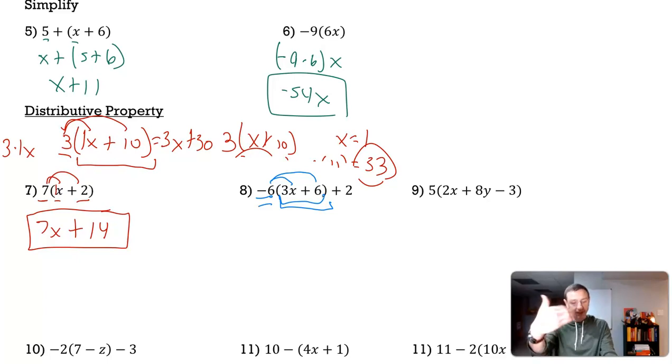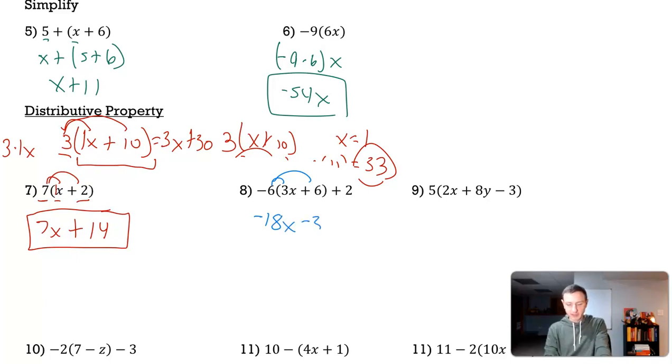right here. So whatever x ends up being, if x is equal to 3, you would plug in 3. You do 3 times 3 plus 6 times negative 6. You wouldn't add on that 2 until you performed this entire step right here. Once you do this entire step right here, then you would add on the 2. So I'm going to distribute the negative 6. Negative 6 times 3 is negative 18x. Negative 6 times 6 is negative 36. Then we have that plus 2.